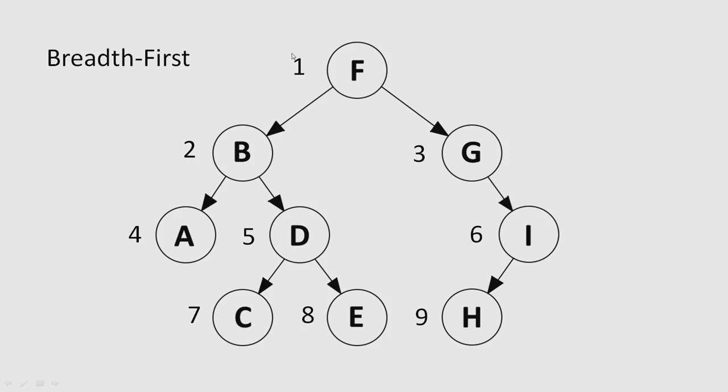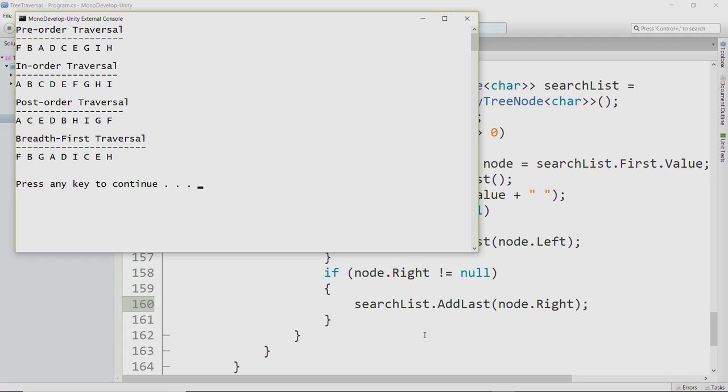We process F first, then we process B and G, those nodes that are 1 step away from F. Then we process A, D, and I, the nodes that are 2 steps away from F. And then finally, we process C, E, and H. And as you can see for the output for the breadth-first traversal, that is exactly the order that I said it would be in.